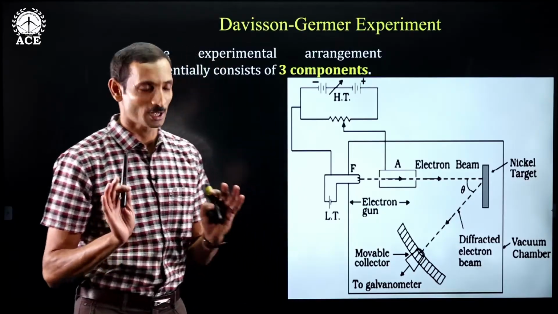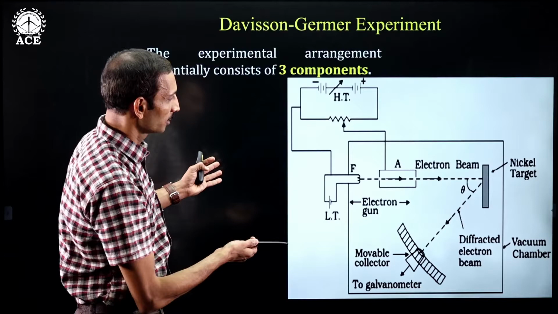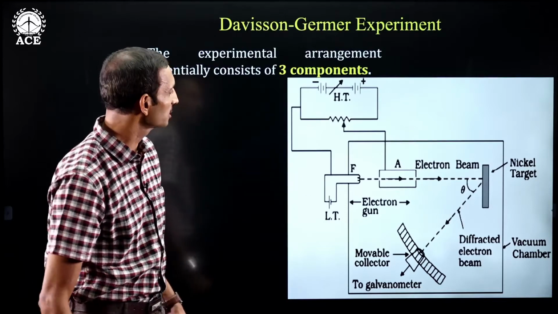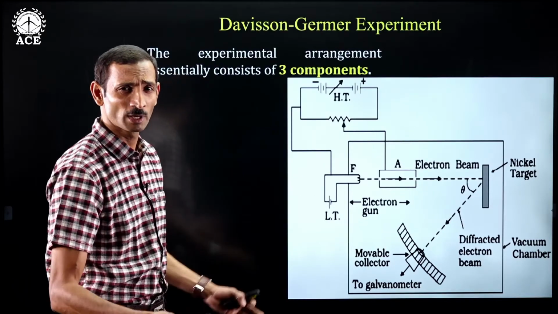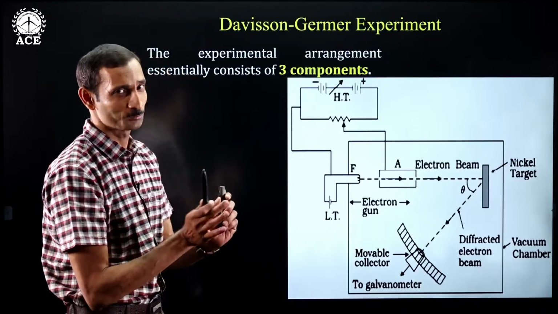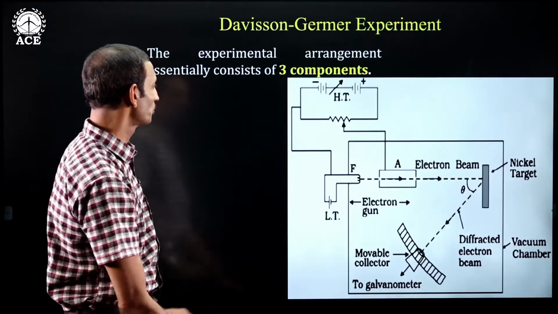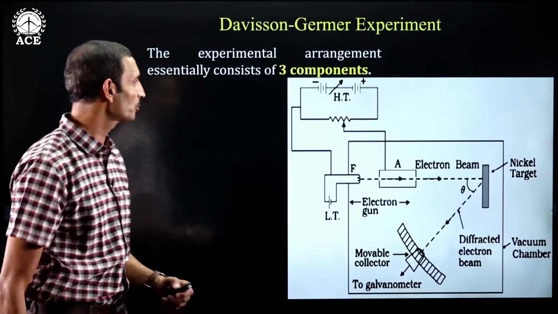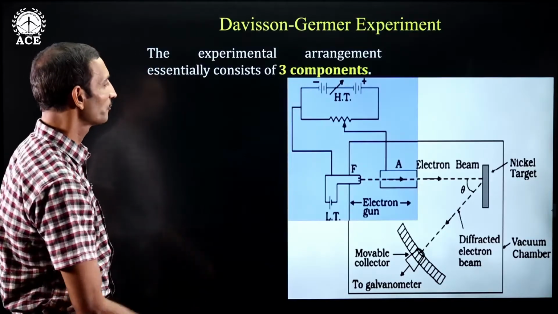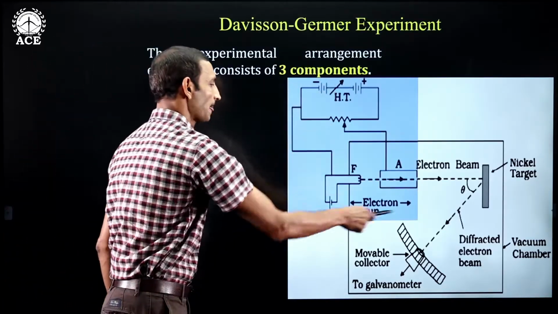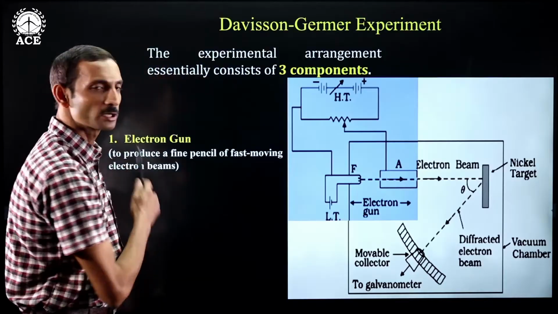Quite easy to answer, and don't think that drawing this diagram is a bigger thing. No. I'm going to break it into pieces and tell you. There are 3 essential components of the Davisson-Germer experiment. The first one is this part, which we call the electron gun.